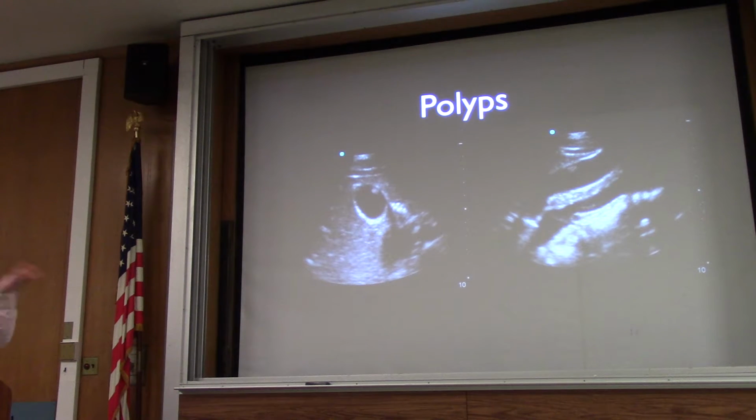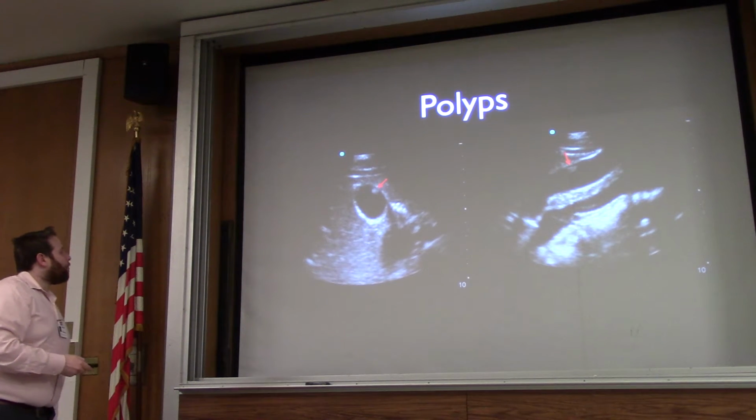So you can always have them move around to see if this round ball moves with gravity, and there will be no shadowing. Notice how this polyp doesn't have any shadowing. So here it is also in the long view, kind of hanging there. Does that make sense? So don't get confused by the polyp and the shadow.